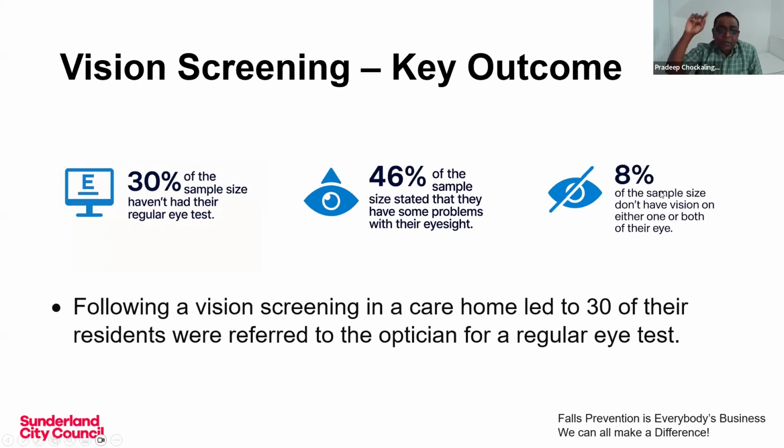So this is the one I mentioned about vision earlier. In the vision screening outcome, 30% of the data collected said they never went for an eye test. So we signposted them on how to do that, which significantly minimizes that falls risk and improves their health and quality of life. Then 46% of the people, when we asked the question in the right way, said they have some problem with their vision. The last one is a very interesting one: 8% of that sample said they cannot see with one or both eyes.